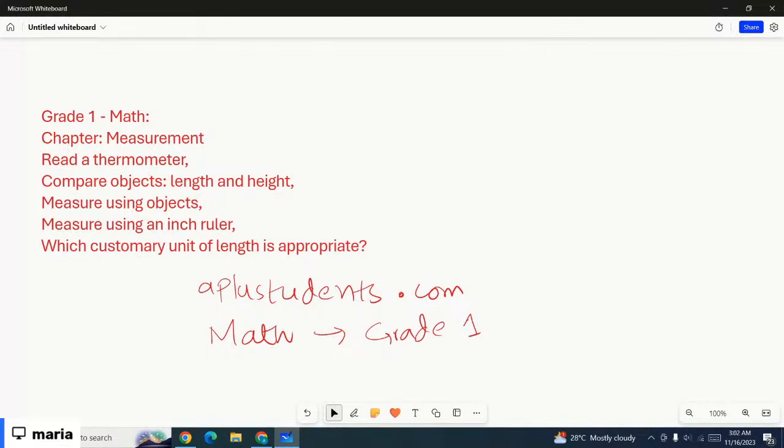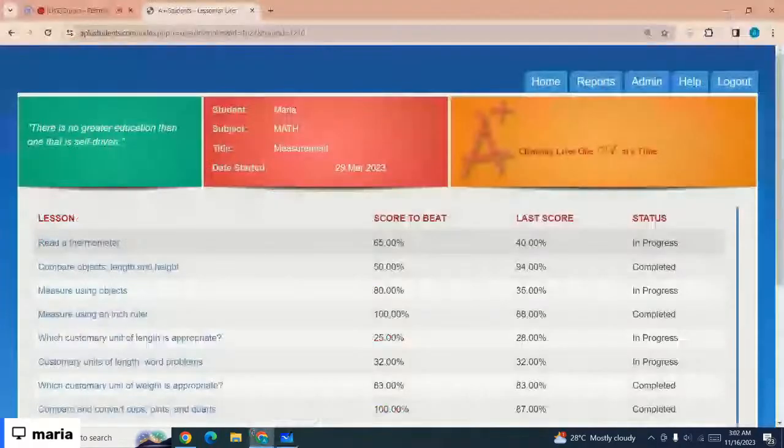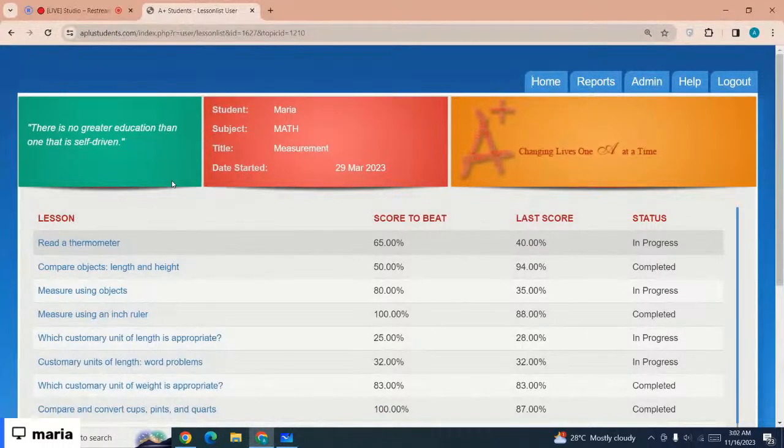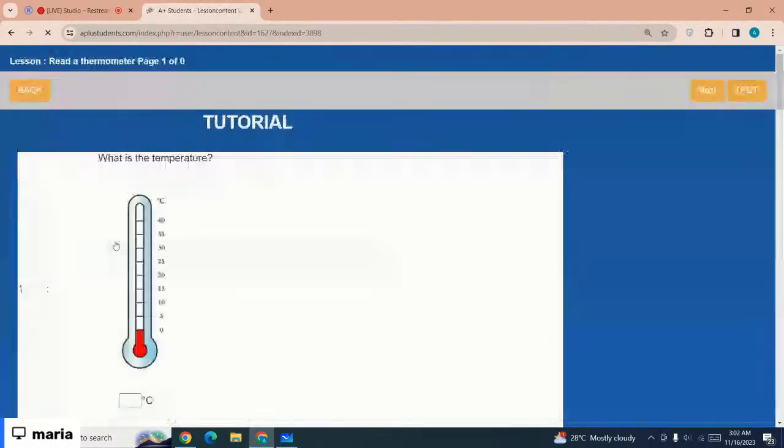Please make sure you have your notebook and pencil so that you can note down the important examples and definitions as well. So here I am on the chapter measurement. Let's start with the first lesson, that is read the thermometer. Let's start with the first example.